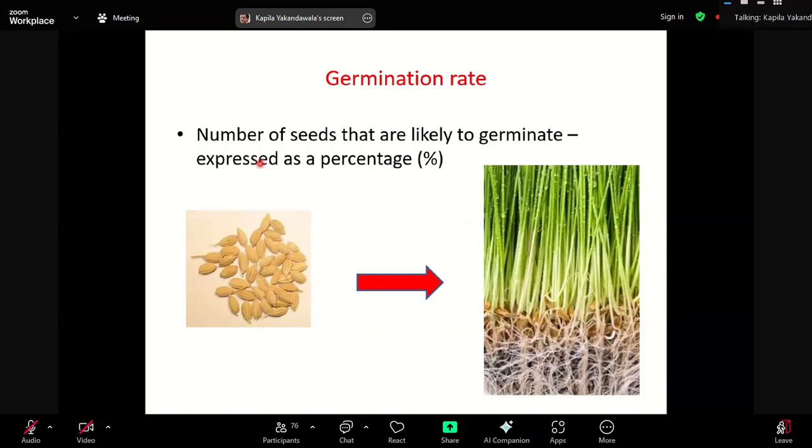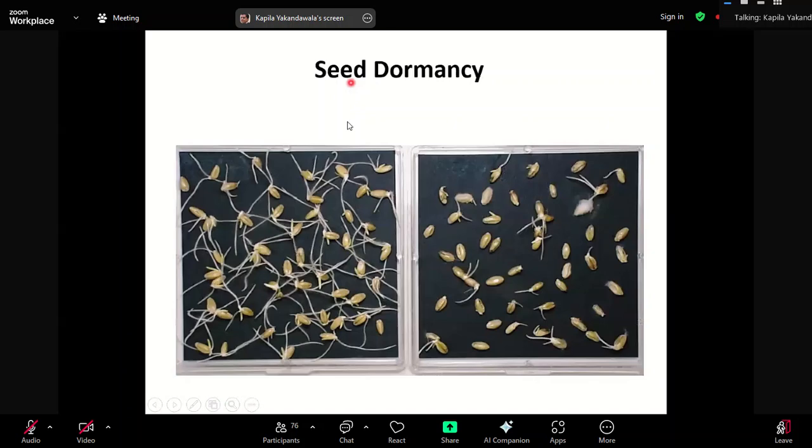Then germination rate is the percentage of seeds germinated out of the total. You call it germination rate. In seed packets, it is indicated. Right here, you can see usually rice seeds are dormant. If it is not dormant, what will happen? It will start germinating while attached to the mother plant. So we will not be able to consume it.